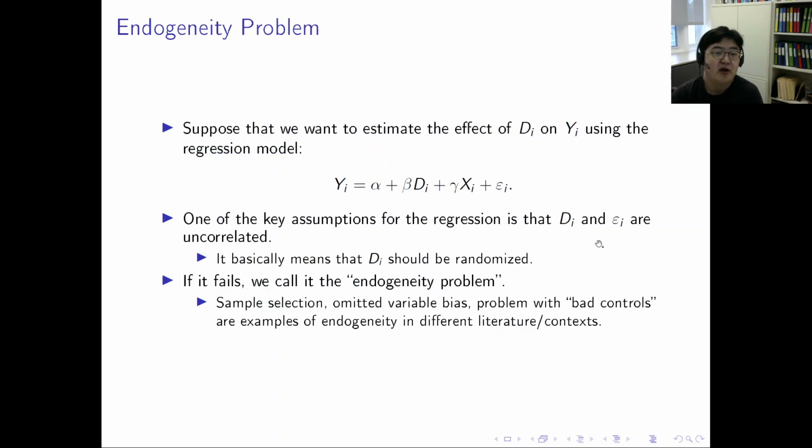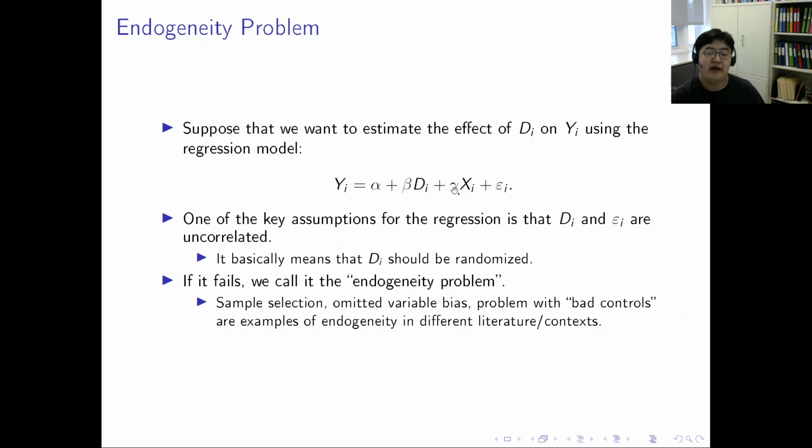Let me start from the endogeneity problem. So here, we are going to consider the regression context. The general theme of this course is to estimate the effect of D on Y. D is the treatment, which is schooling, education in this example, and Y is earnings in this example, which is an outcome. And we are going to consider this kind of regression. We allow additional control variables X like this.